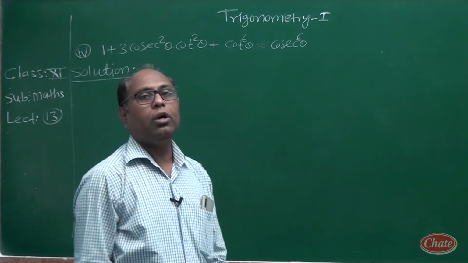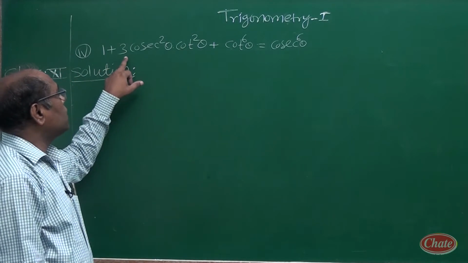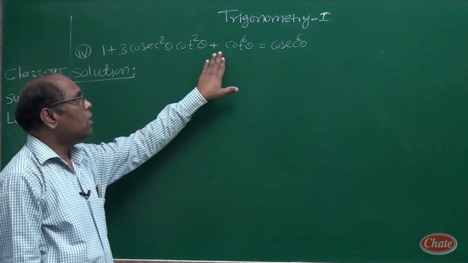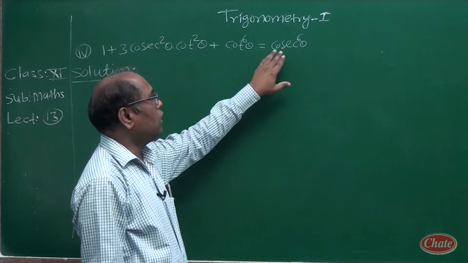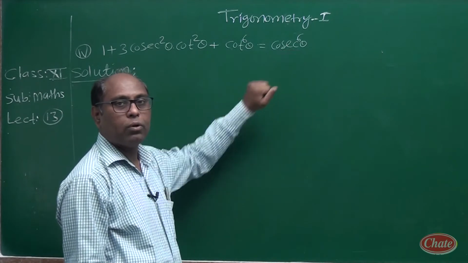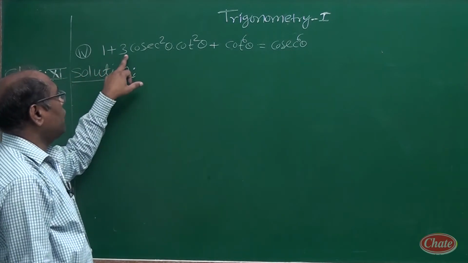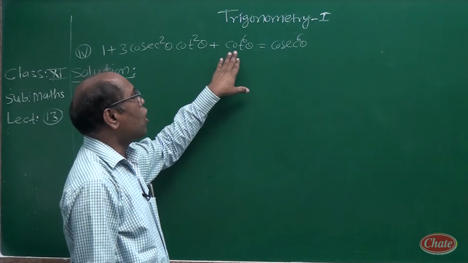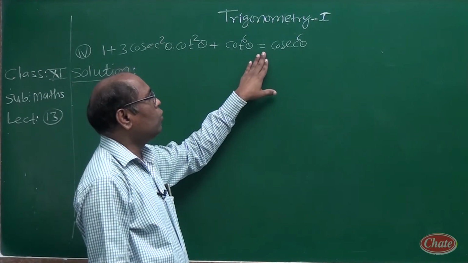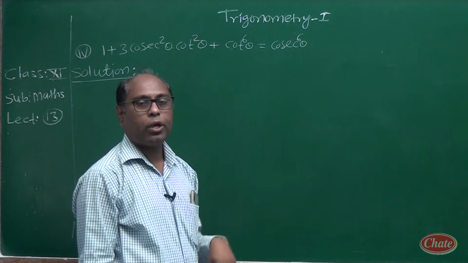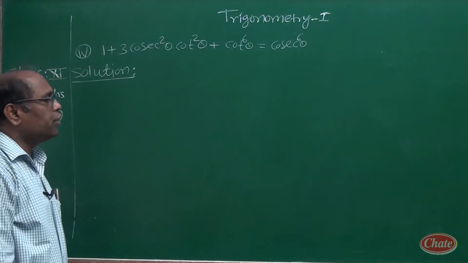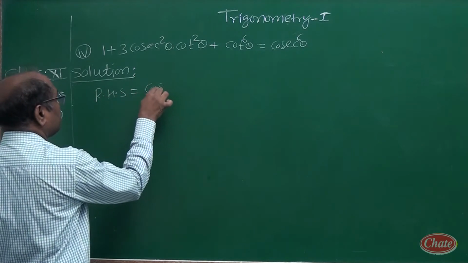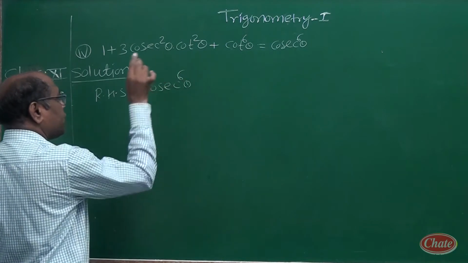Okay, the next question. You have to prove that 1 plus 3 cosec square theta cot square theta plus cot raised to 6 theta is equal to cosec raised to 6 theta. So I have to take the RHS here. By taking the right hand side, the right hand side is equal to cosec raised to 6 theta.